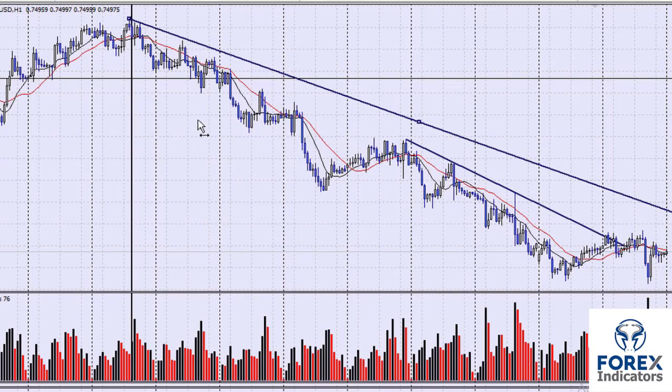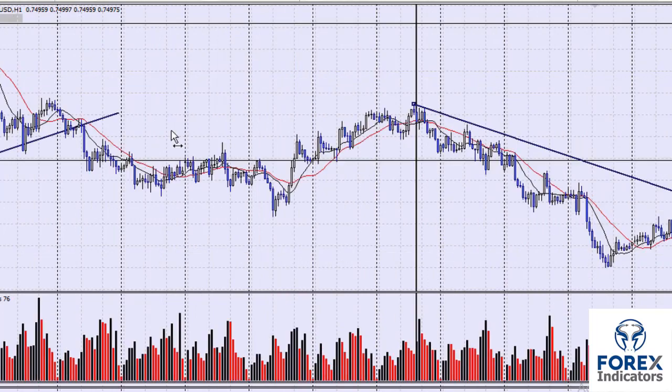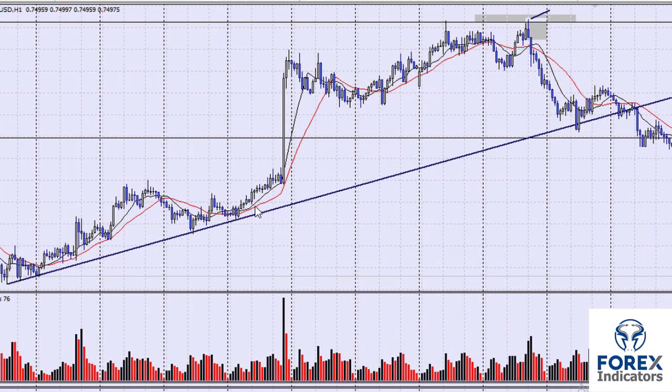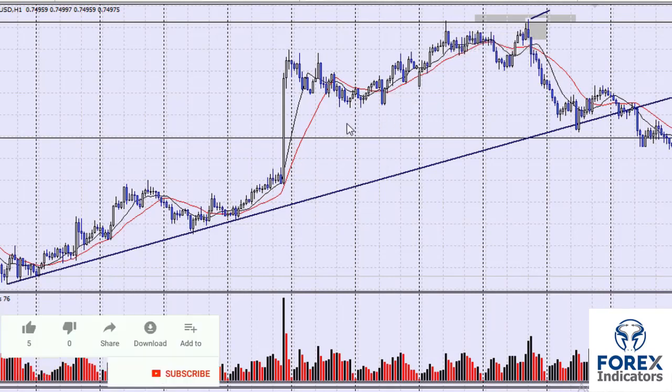Let's look for an example of an uptrend. The market is in an uptrend, and here the black crosses over the red. This is a buy signal, right? Here again, black crosses over the red, buy signal, market rallies. So this is a pretty simple technique.